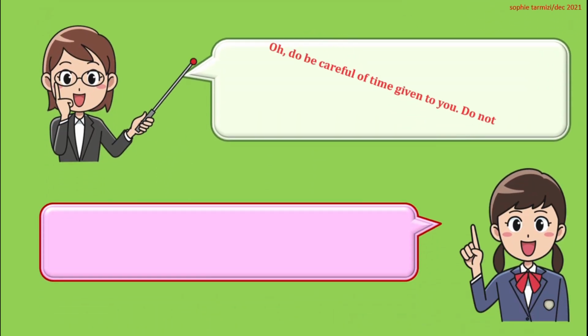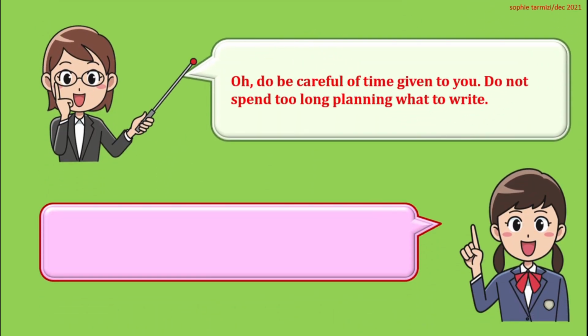So if we write less than 100 words, we would not be able to get good marks. Practically, you should write more than 100 words and according to the notes given to you. That's the task. Do be careful of the time given to you. Do not spend too long planning what to write. The marks given to you are 30 for task fulfillment and 30 for language organization. So this is not much compared to task 2.